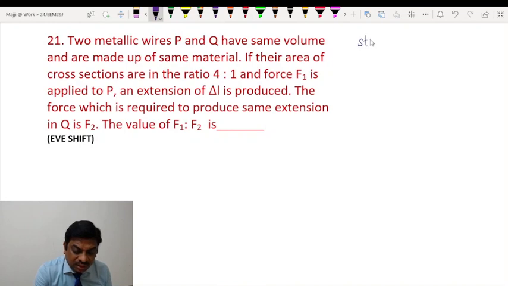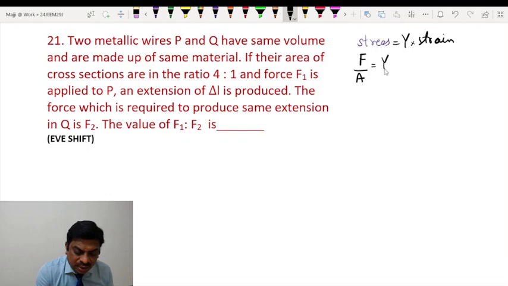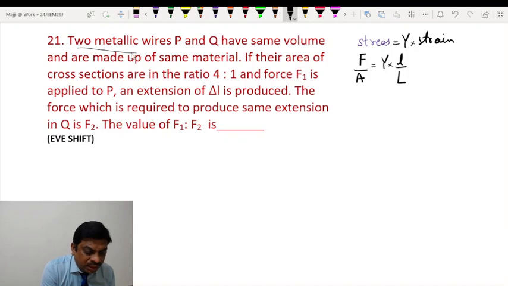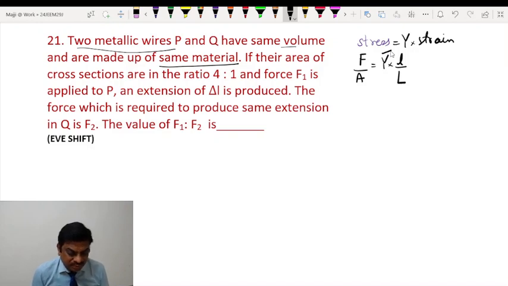Okay, I'll again start with the basic formula, that is stress is equal to Y into strain. Now stress is the restoring force per unit area and strain is the increase in length upon original length. Okay, students? Right. So you can clearly see two metallic wires have the same volume and are made up of the same material. Material is the same. So Y will be the same for both.